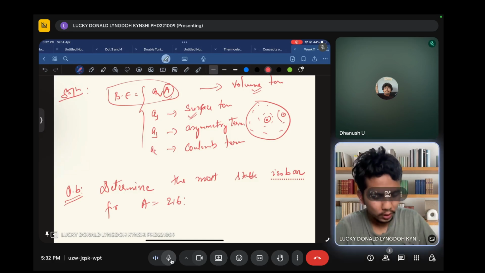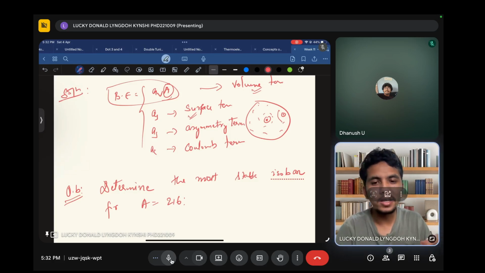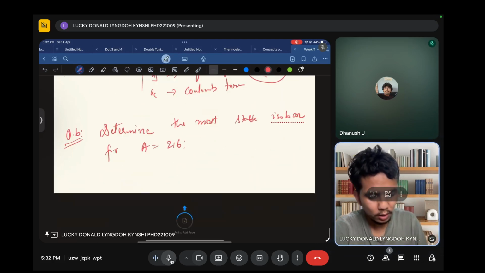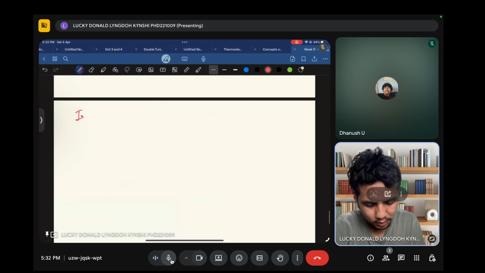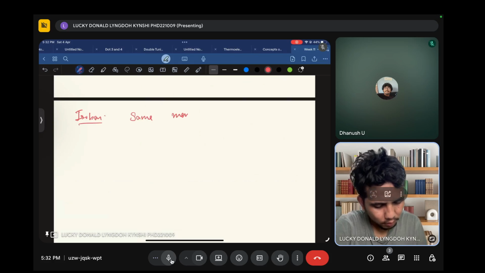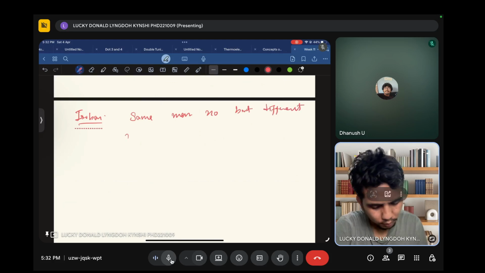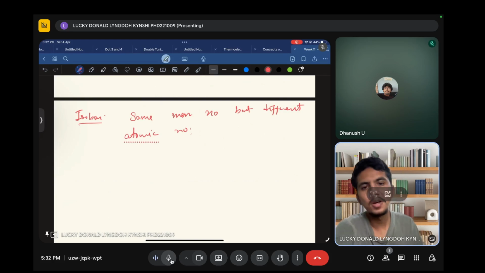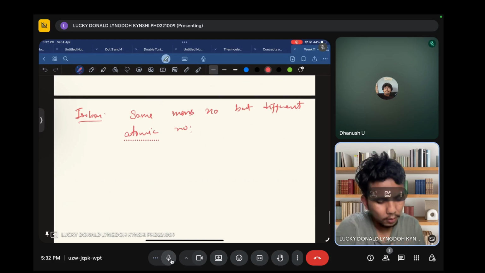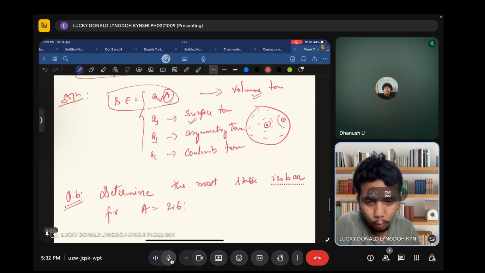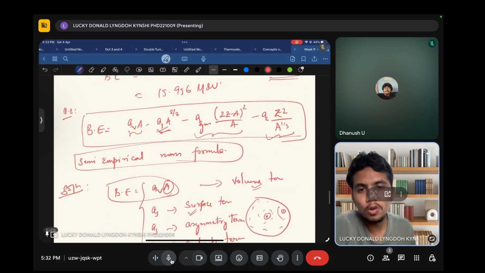Yeah, so the question is: determine the most stable isobar for A equal to 216. I hope you still remember what isobars are. Isobars mean same mass number but different atomic number. That is isobars. The binding energy is already given to you.